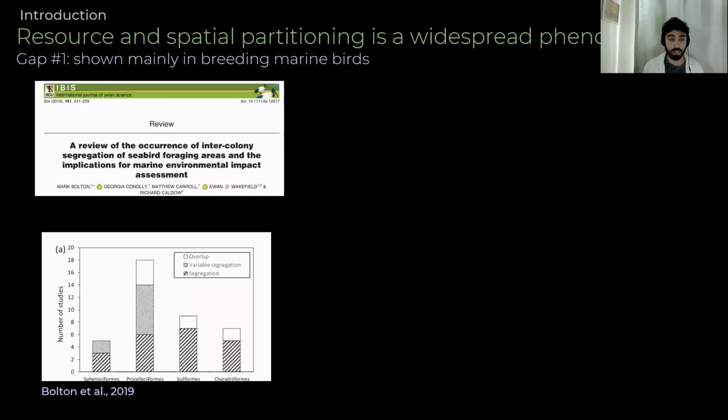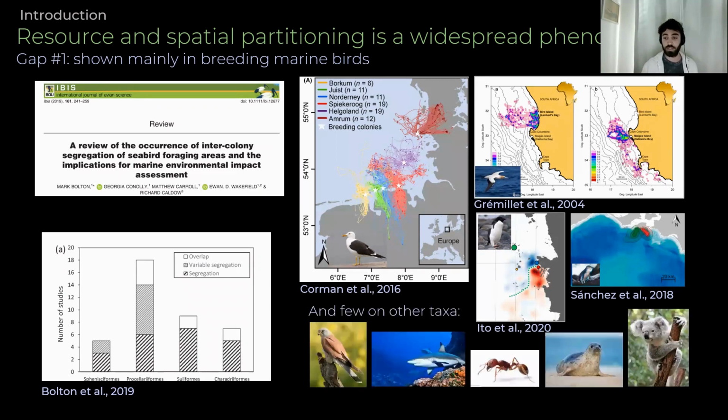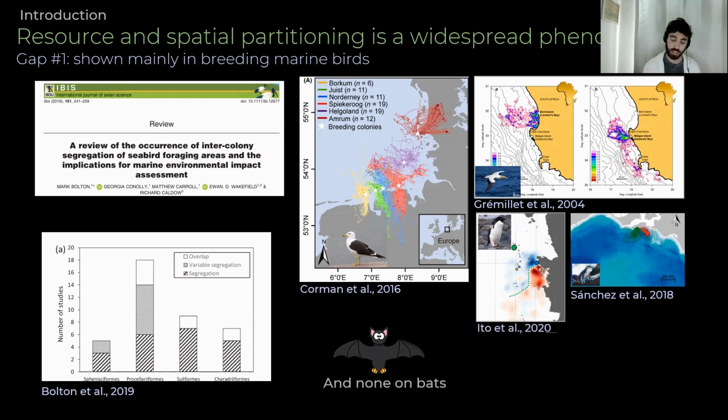One of the gaps that we found in the literature is that almost all of the examples of this phenomenon of spatial partitioning are very much focused on marine birds, which is not a problem with birds. We love birds, but most of these species breed colonially only part of their life. So it's not going to be the same thing for an individual that is a central place forager throughout its life, as many bats are. There are few examples on other species and none, to the best of our knowledge, on bats. I'm happy to hear if there's something new that I don't know of.